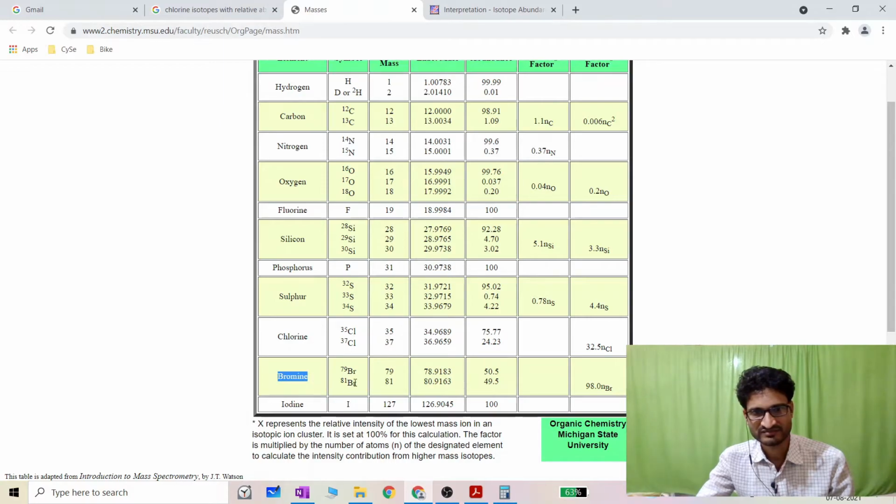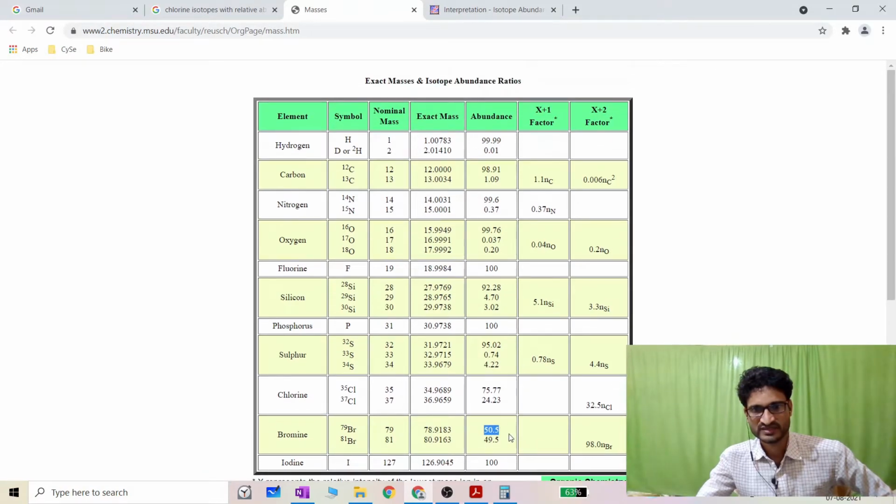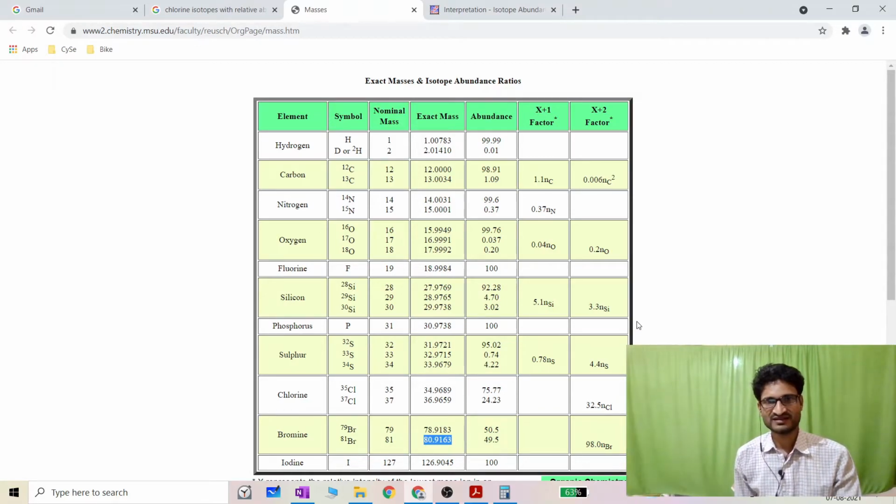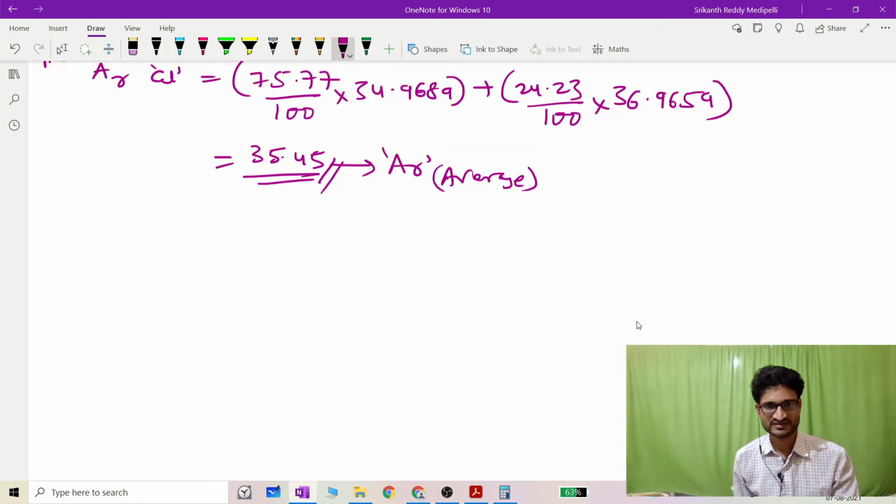So basically what you do, if you want to do the bromine one, this is the relative abundance value, right? So the relative abundance value, that is by percentage, so it will be 0.505 multiplied with this value, then bracket close, plus 0.495 times this value, and you will get the actual average relative atomic mass of bromine. Same way you can calculate the remaining atoms. So these are your classwork for average relative atomic masses.